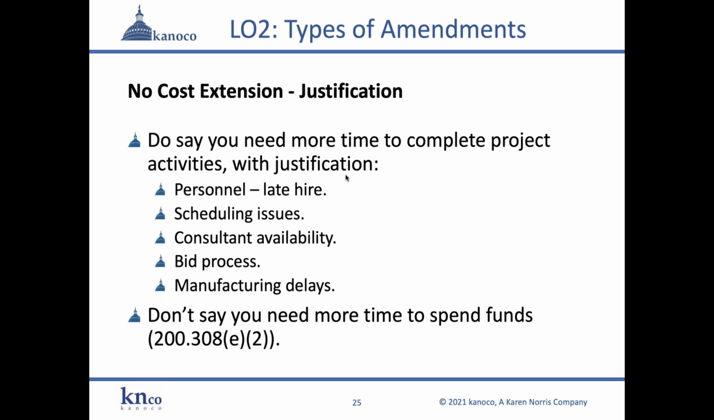So you're going to end up with a justification that really better reflects why you need the extension. So just start off the bat with a justification other than I need more time to spend the money, because that won't be approved. But these other justifications would.